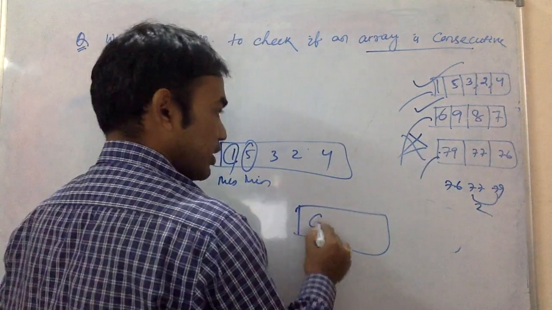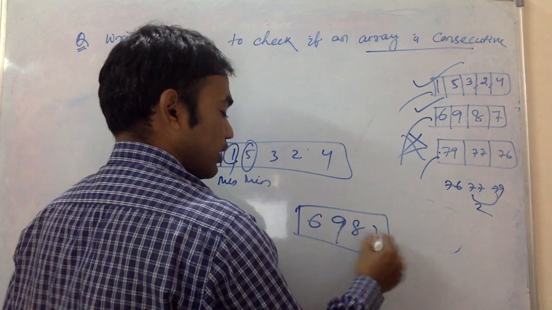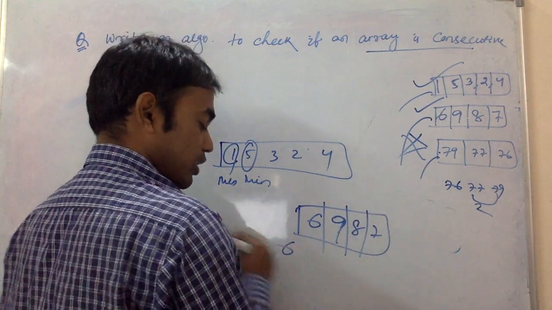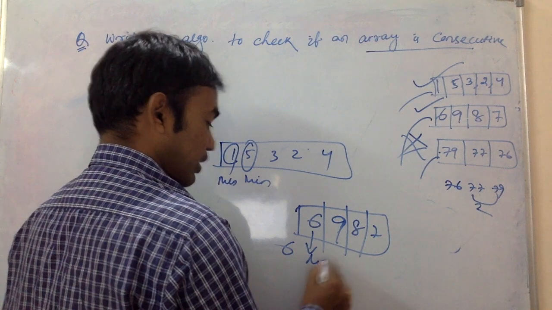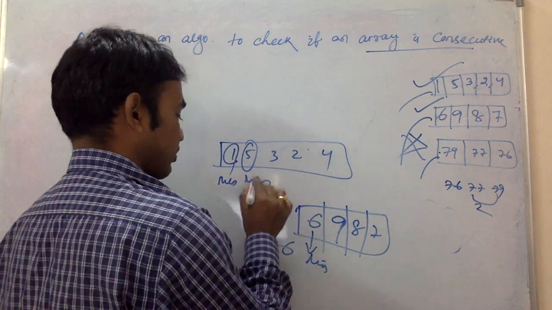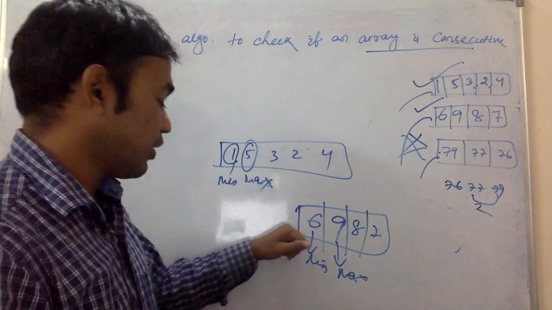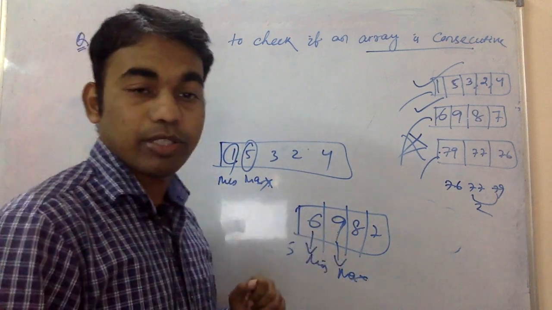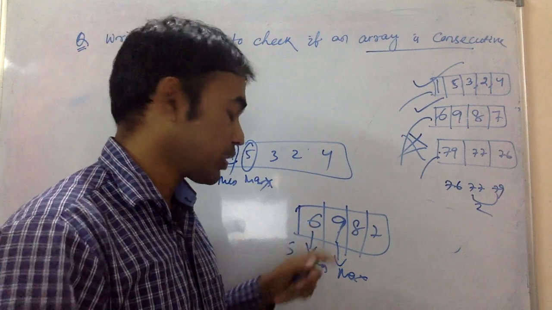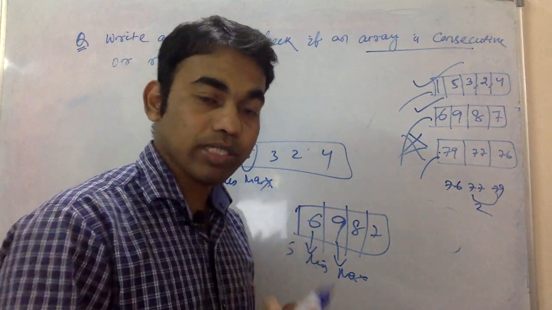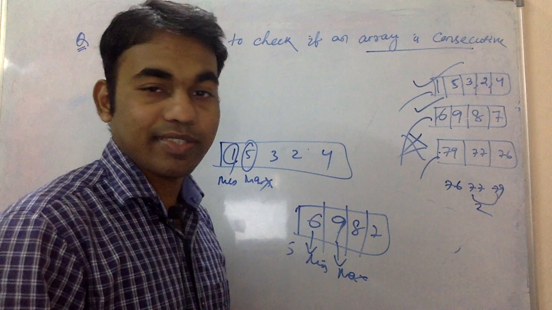Similarly, in this particular example, 6, 7, 6, 9, 8, 7. What is the smallest? 6 is the smallest, this is the minimum and this is the maximum element. Each element between the minimum and maximum element must be present. That means after 6, 7 must be present, 8 must be present. So this is another example.